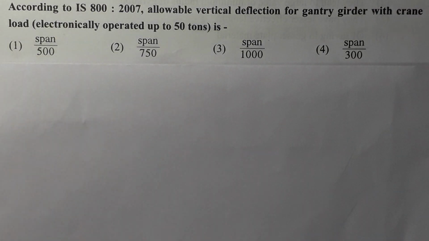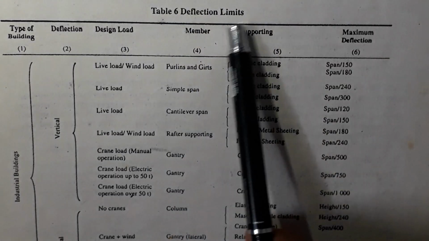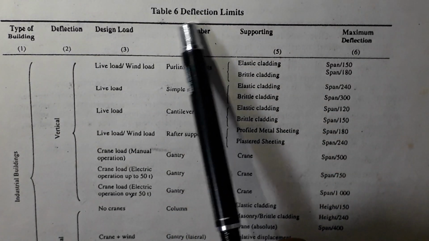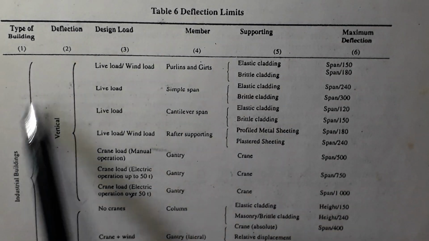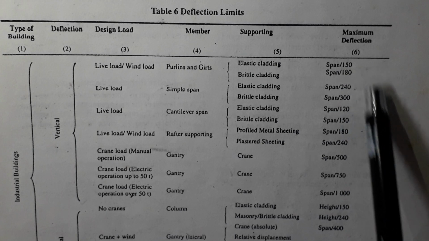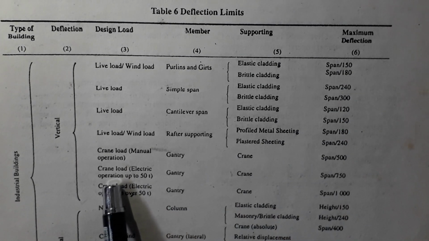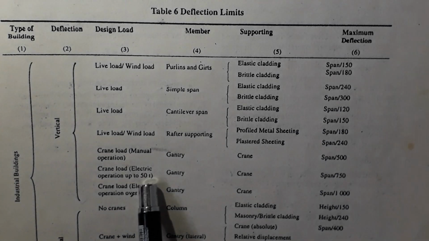Next question, according to IS 800 2007, allowable vertical deflection for gantry girder with crane load electronically operated up to 50 tons is. Now in order to have the correct option for this question, we will have to go to table number 6 in IS 800 2007, which tells us about the deflection limits. Now there are a number of columns given over here. We will have to go to this column, crane load electric operation up to 50 tons.